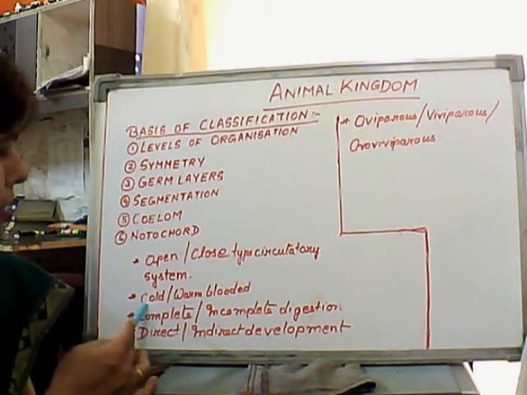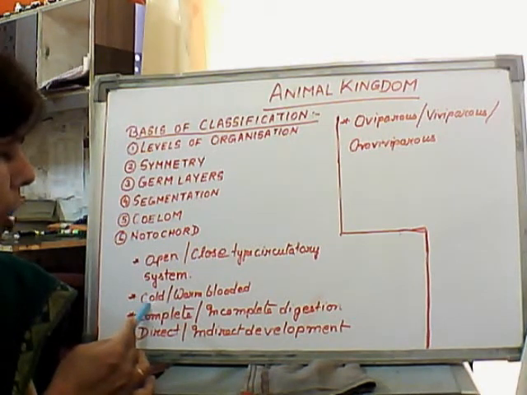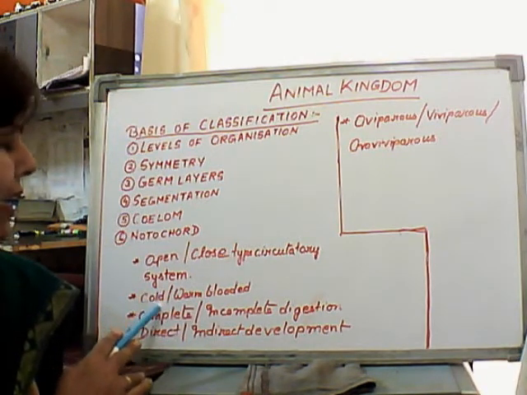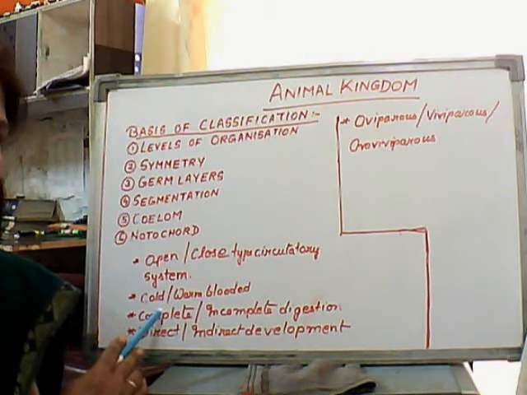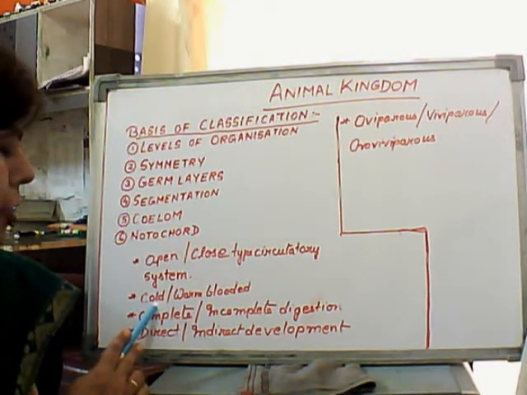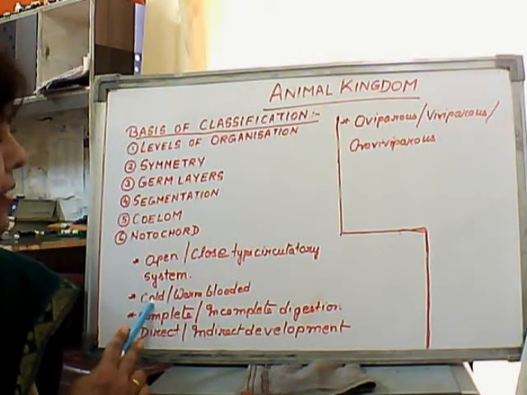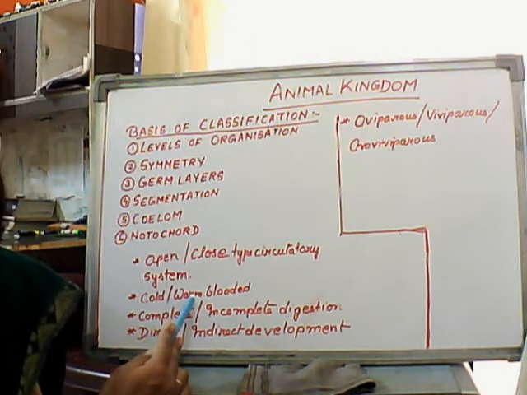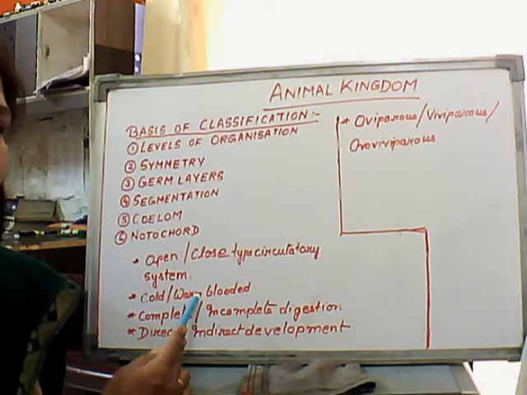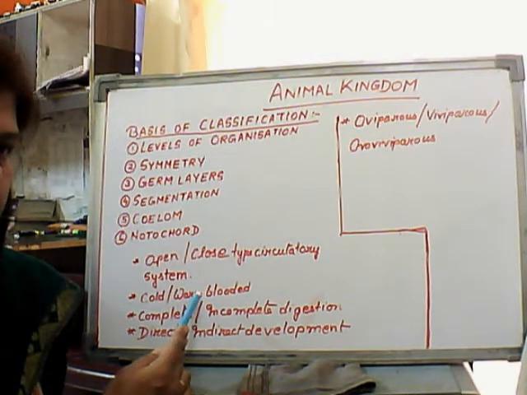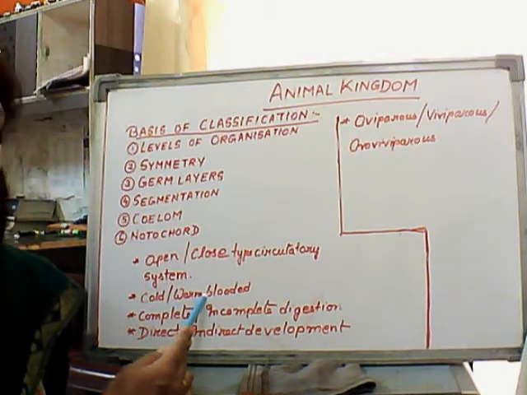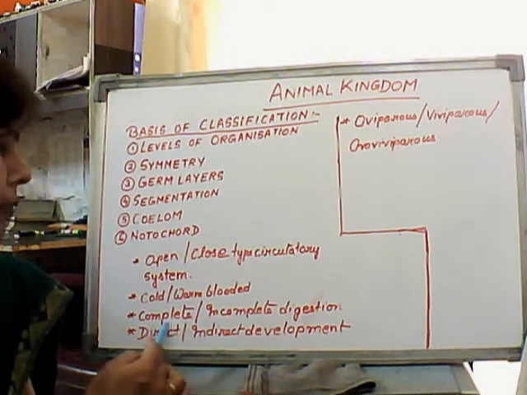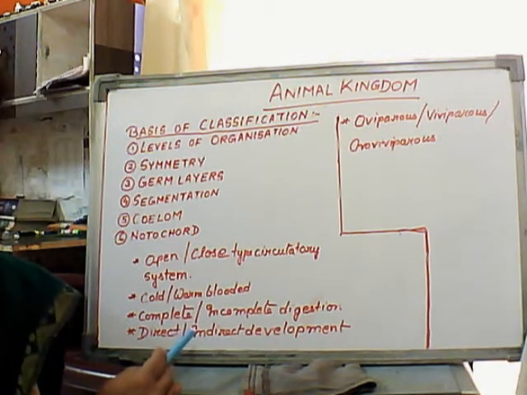Then you will come across another term, cold-blooded and warm-blooded animal. Cold-blooded means those animals who can change their body temperature according to their surrounding. Example, birds. And warm-blooded, we human beings are one example, where our body temperature remains constant although our surrounding changes.